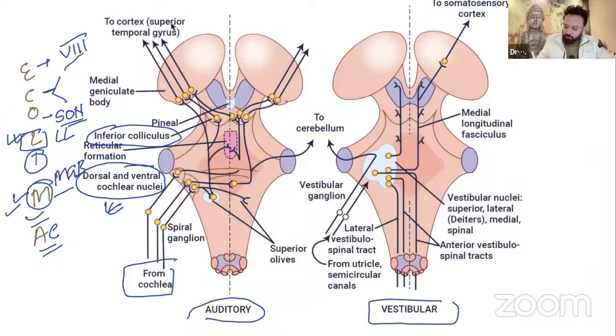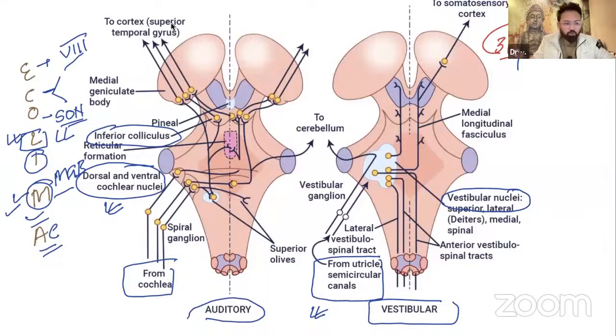So from utricle, saccule, semicircular canal, all the impulses will go to vestibular nucleus, and from vestibular nucleus it goes to third cranial nerve. You know all that. Third cranial nerve, fourth cranial nerve, and sixth cranial nerve. Third, fourth, and sixth. Wonderful. You all know that. So suppose I am focusing on this pencil and my head is going like that, my eyes are moving like this.